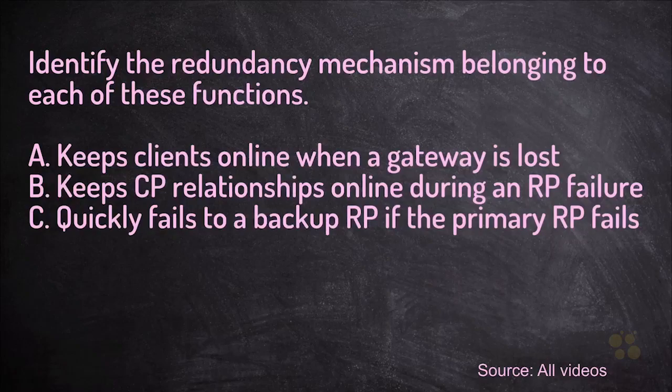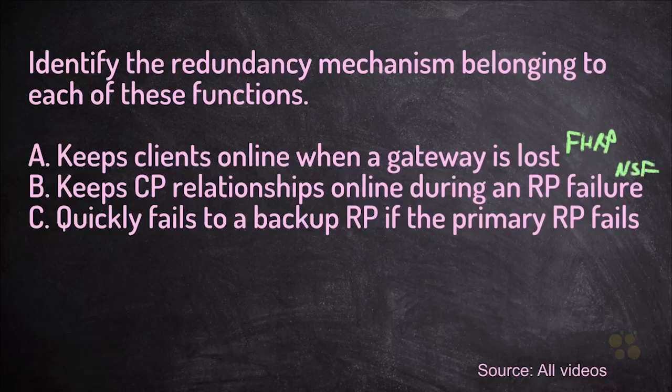And we've come to our last question. Identify the redundancy mechanism belonging to each of these functions. Well, let's just go through these one at a time. First of all, keeping clients online when a gateway is lost, well, that would, generically speaking, be first hop redundancy protocols. So that would be VRRP, GLBP, HSRP, all of those are first hop redundancy protocols, and they would all apply to A.